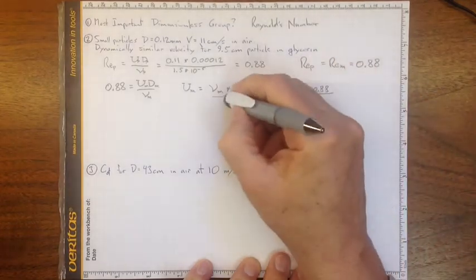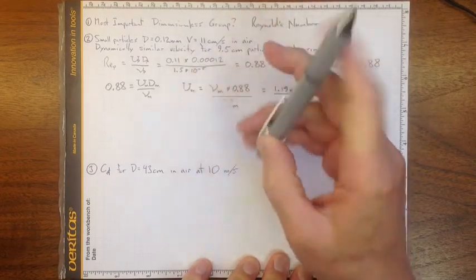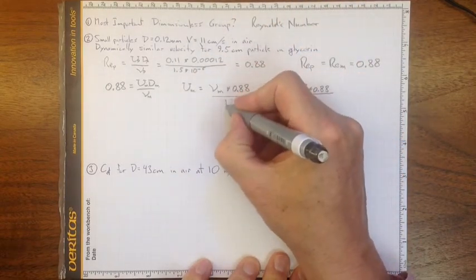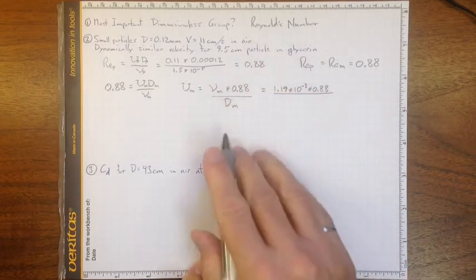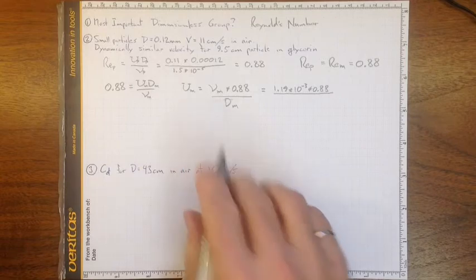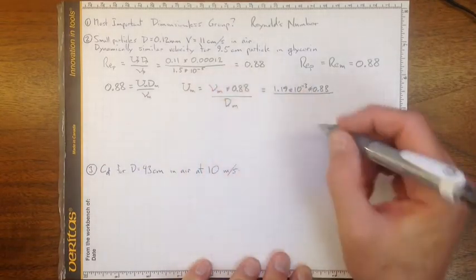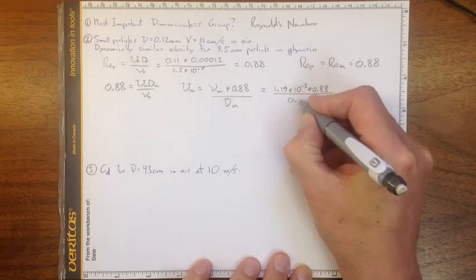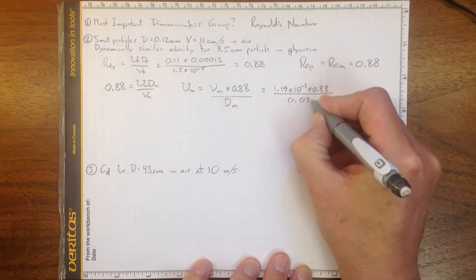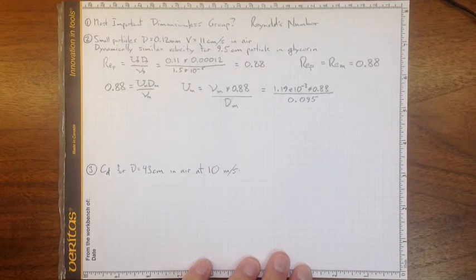Oops, made a mistake there. That shouldn't be a velocity, that should be the diameter of the model. I would have wound up with the velocity down there if I was trying to calculate the diameter, knowing the velocity. The diameter for the model, 9.5 centimeters, 0.095 meters. So let's try that one.